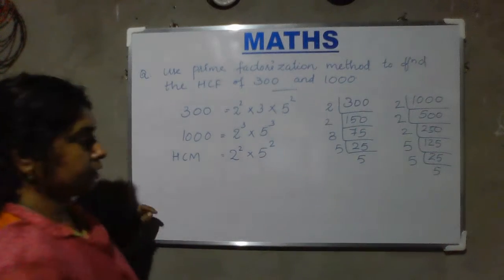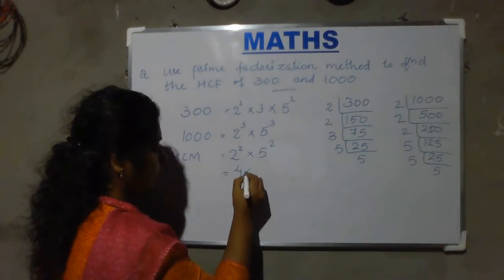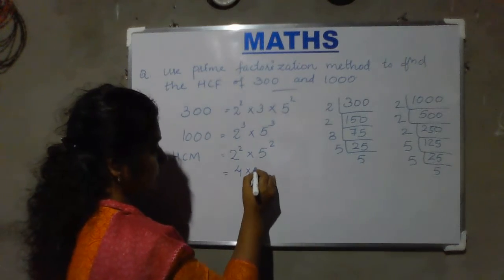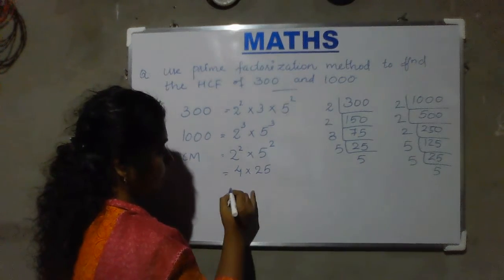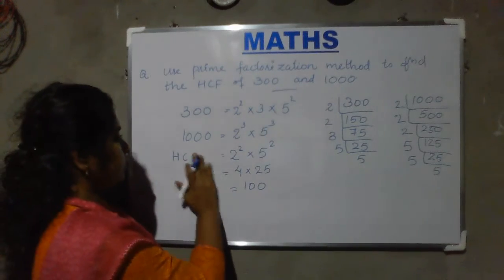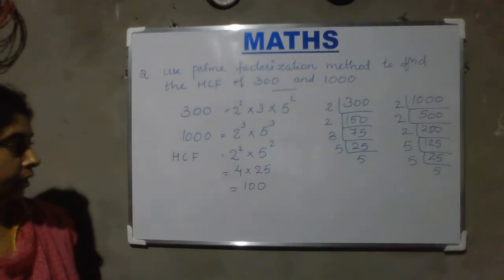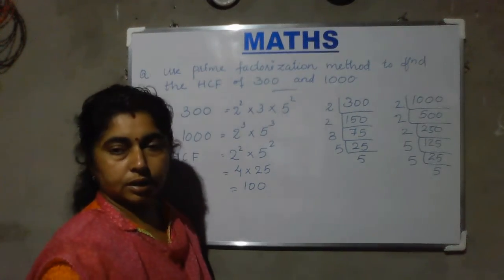So HCF is 2 square into 5 square. Then 2 square is 4 and 5 square is 25. Then 25 into 4 is 100. So HCF of 300 and 1000 is 100.